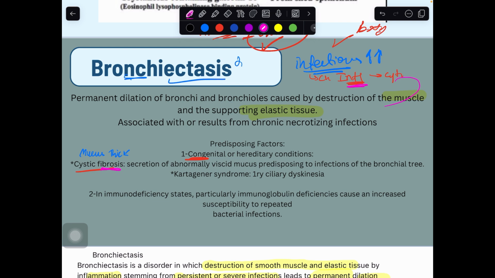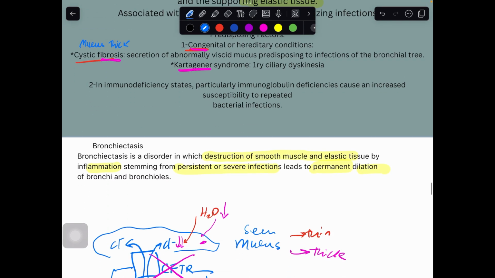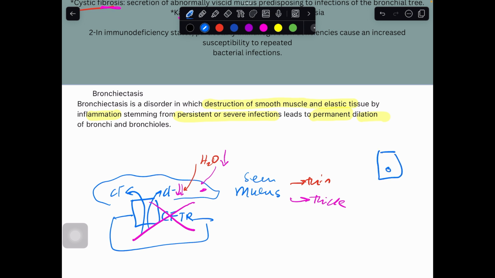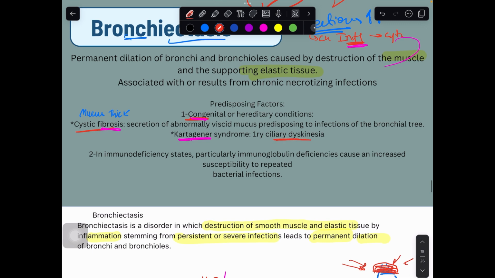Another congenital, genetic disease is Kartagener syndrome. In these patients, their cilia are not working properly. If we remember, we have ciliated cells with these ciliated projections, and what they do is sweep away the mucus. In Kartagener syndrome, the cilia are not working properly, so they're no longer sweeping the mucus, and the mucus starts to accumulate and accumulate, and so this is an environment for bacteria and infections. So more infections. This is the congenital, genetic reasons.